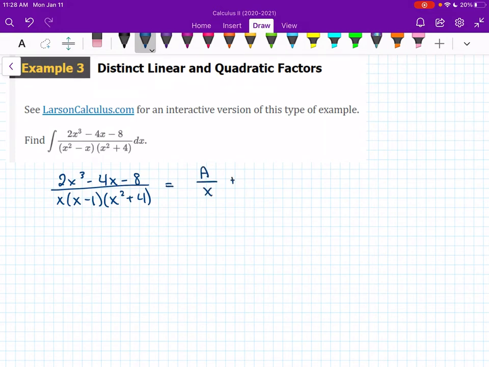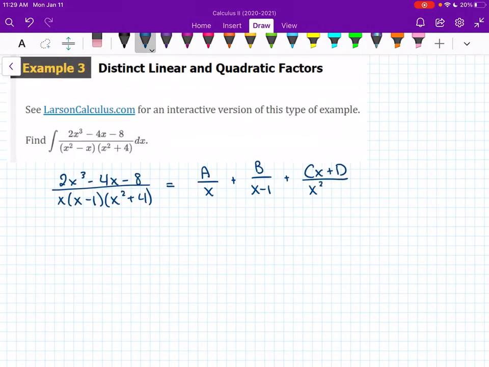And in this case, when I set up my partial fractions, I want constants above the linear factors, so a constant above x, a constant above x minus 1, and then I want a linear factor. So I'm looking for cx plus d, where c and d are constants, above that quadratic factor x squared plus 4. So then I'm going to multiply by my least common denominator, which we know is x times (x minus 1) times (x squared plus 4).